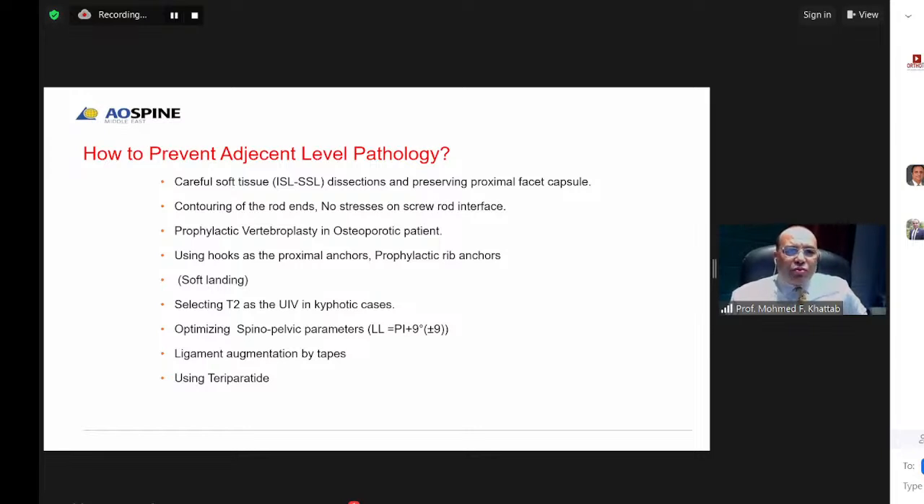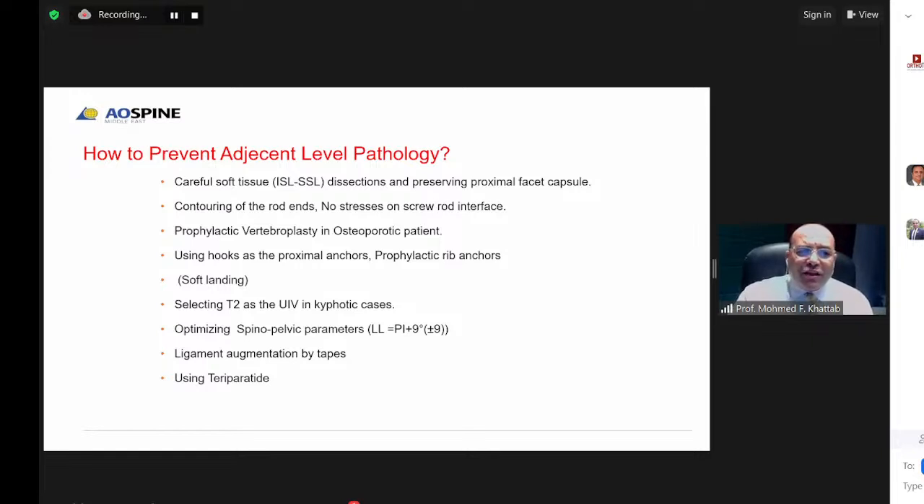My tip is careful soft tissue dissection. The interspinous ligament, the supraspinous ligament, even the facet capsule in the proximal part of the incision must be left untouched. Proper contouring of the rod is mandatory. No stress should be applied for the rod to be laid down in the tulip of the screw. We need harmonious correction without any stresses.